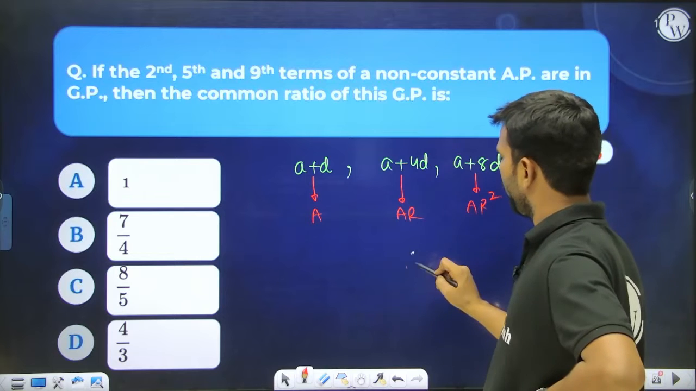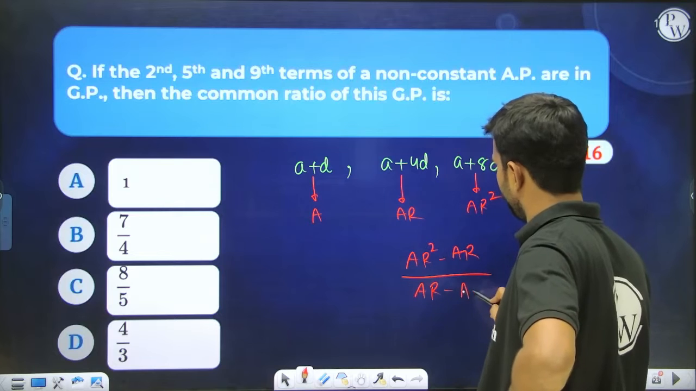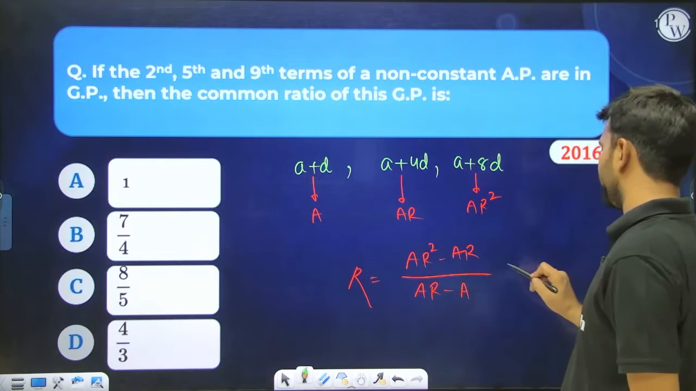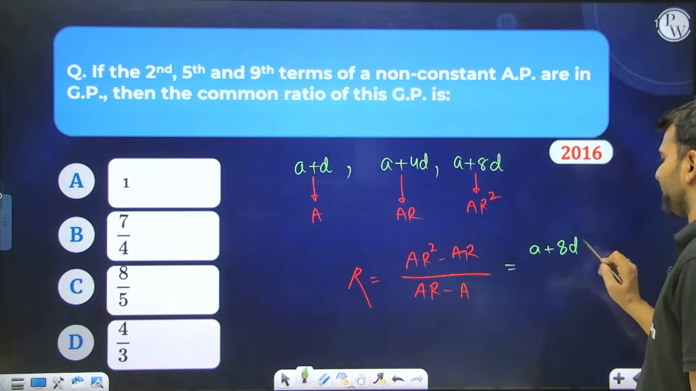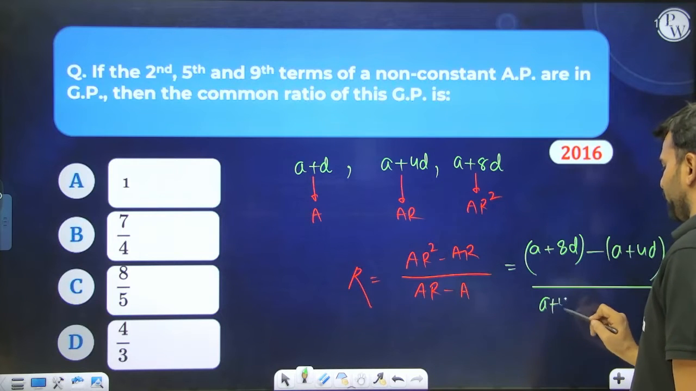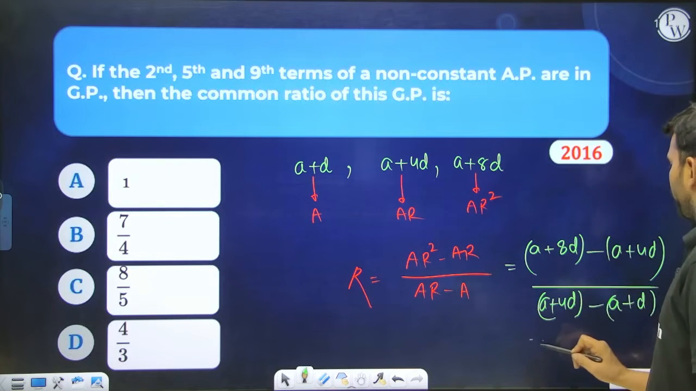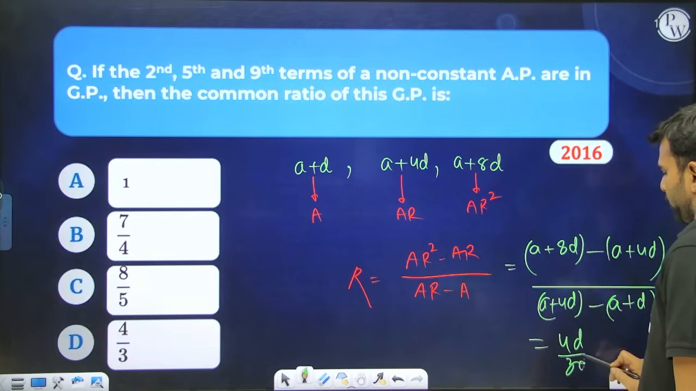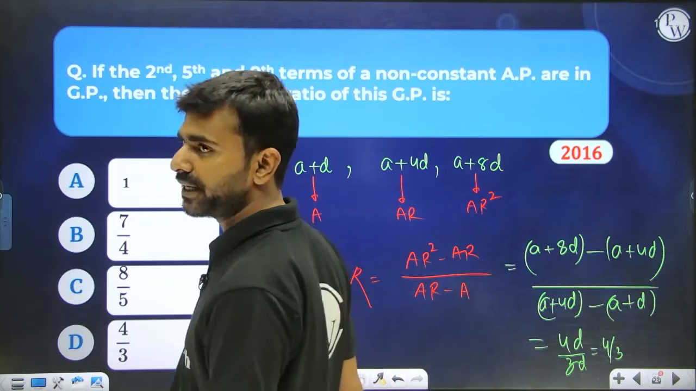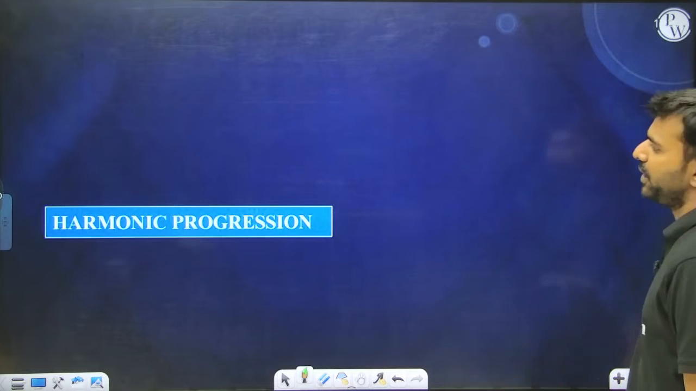Now let me tell you, if we do AR square minus AR divided by AR minus A, then this term is nothing but equal to the common ratio only. Yes or no? So AR square's value is nothing but equal to A plus 8D. AR's value is nothing but A plus 4D, and A's value is nothing but A plus D only. So putting the values over here, we get 4D divided by 3D. So it is equal to 4 by 3. So the common ratio is going to be nothing but 4 by 3. That is D for Delhi, the correct answer. I hope you guys are clear with this. This problem was asked in JEE 2016.